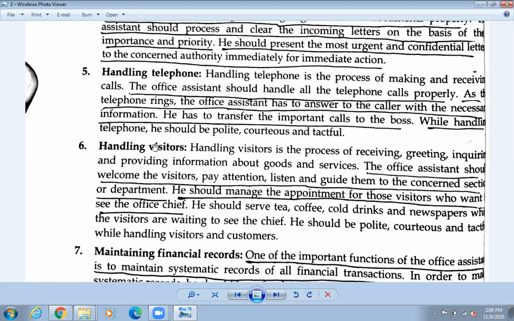While handling the telephone he should be polite, courteous and tactful. That means your mind must work well, you should handle things properly. If you say the company is not good, that company is not going to be good. You need to use your logic. That is not going to be good for the company because you are in that company, so you must be faithful to that company.